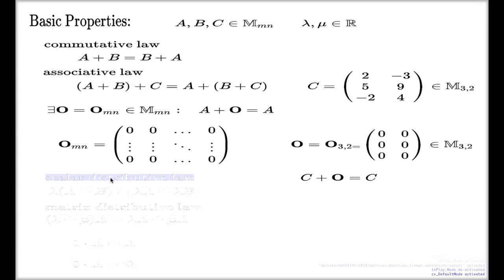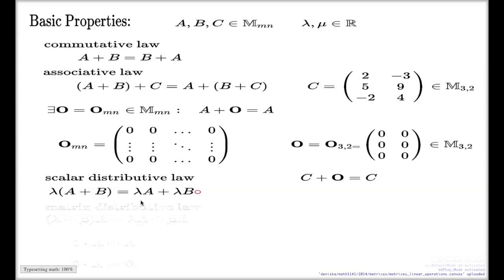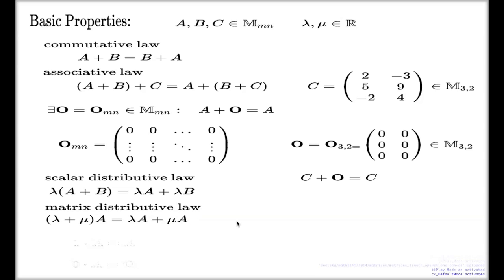There are a few other laws, again quite expectable, with scalar multiplication of matrices. For instance, you have the scalar distributive law, which says when you multiply a sum by a scalar, you can distribute this scalar across the individual terms. There is a matrix distributive law of similar nature. Look at this: if you multiply a sum of 2 scalars by a matrix, you can distribute the matrix across the scalars.